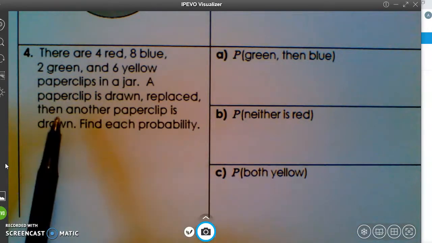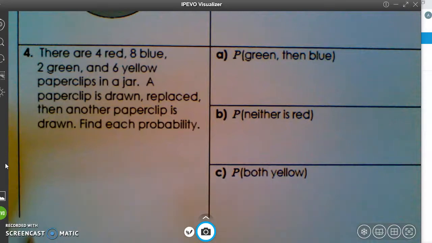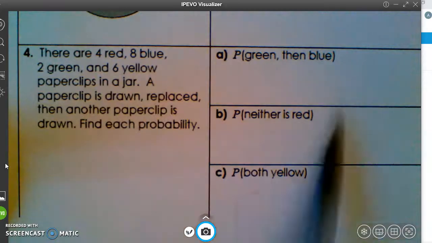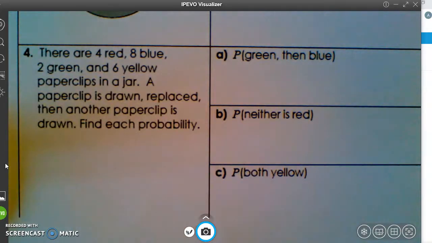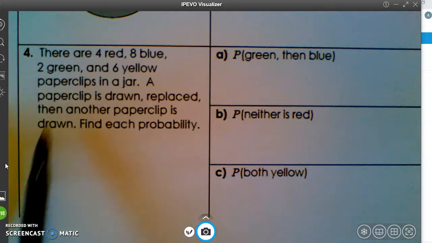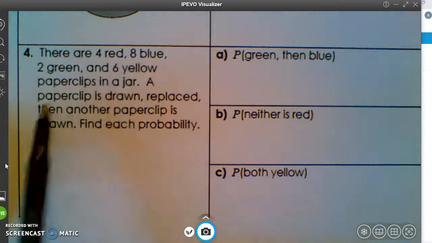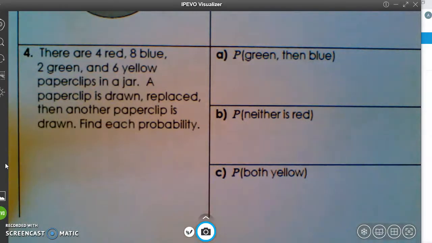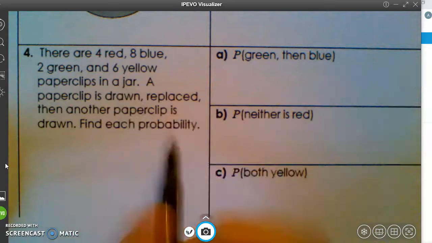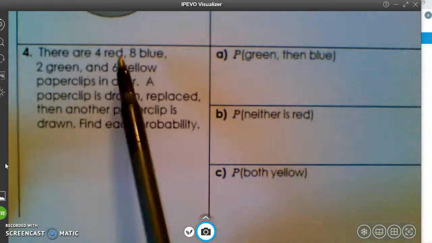So today for our notes, we're going to continue on with probability of compound events. If you can understand this example, then your assessment questions are just like it. Number 4 says there are 4 red, 8 blue, 2 green, and 6 yellow paper clips in a jar. A paperclip is drawn, replaced, then another paperclip is drawn. Find each probability.